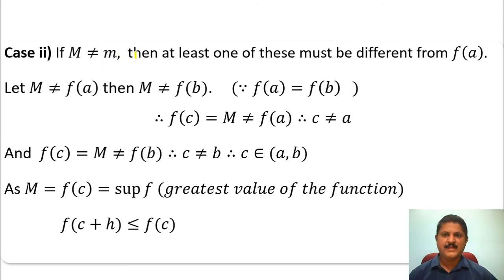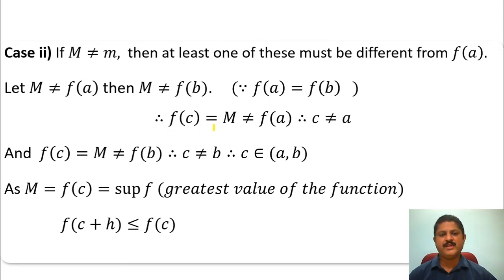Next, case 2: if infimum not equal to supremum, that means capital M not equal to small m, then at least one of these must be different from f of a. Let capital M not equal f of a, then m not equal f of b, because by our third condition of Rolle's theorem, f of a equals f of b.